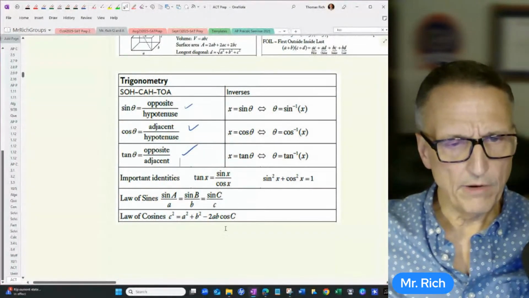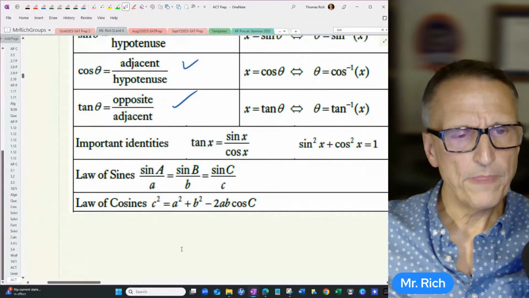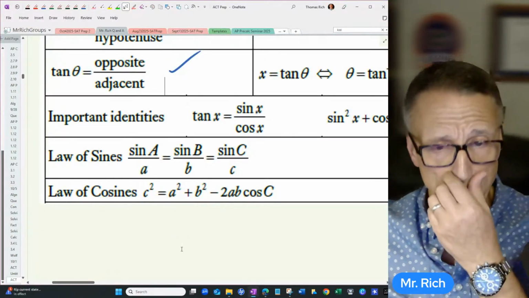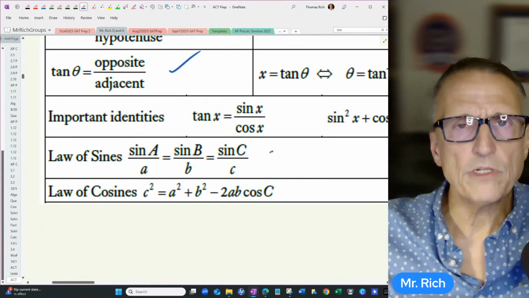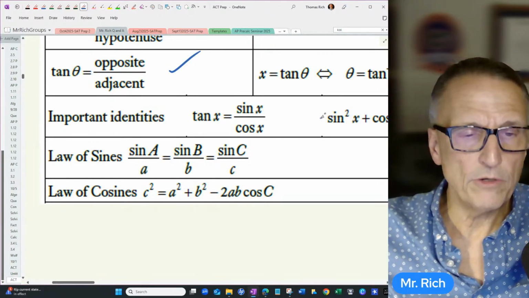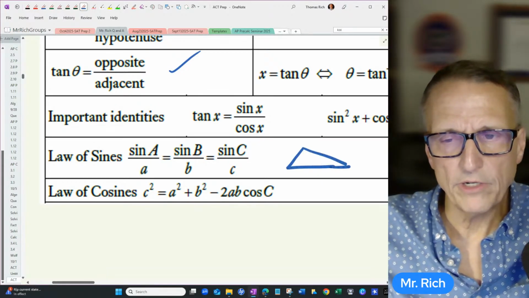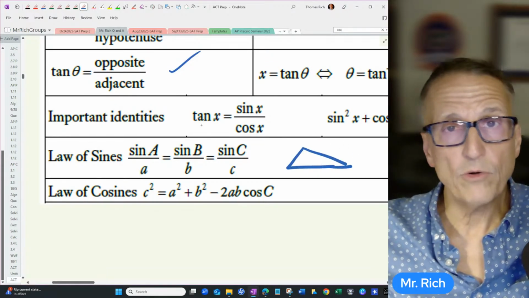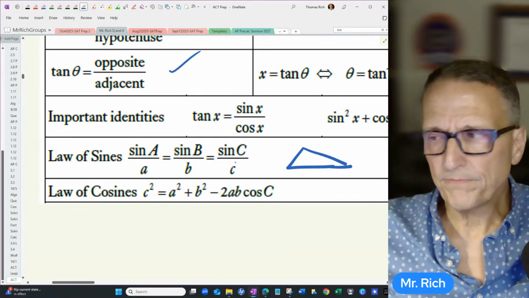And I'll mention this too, because I'm going to work some problems on these, but you do need to know the law of sines and the law of cosines. When they give you one of these problems, which are non-right triangles, what we call oblique triangles, so when you have a triangle that does not have a 90-degree angle in it, and you need to find an angle or a side, one of these two equations is going to be what you'll use.